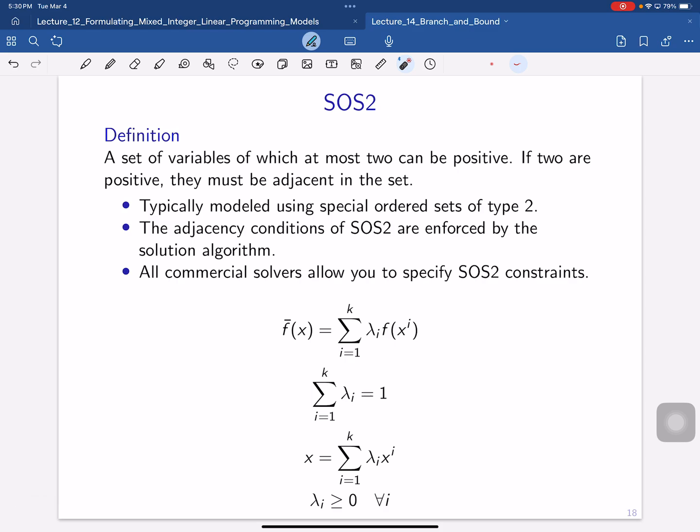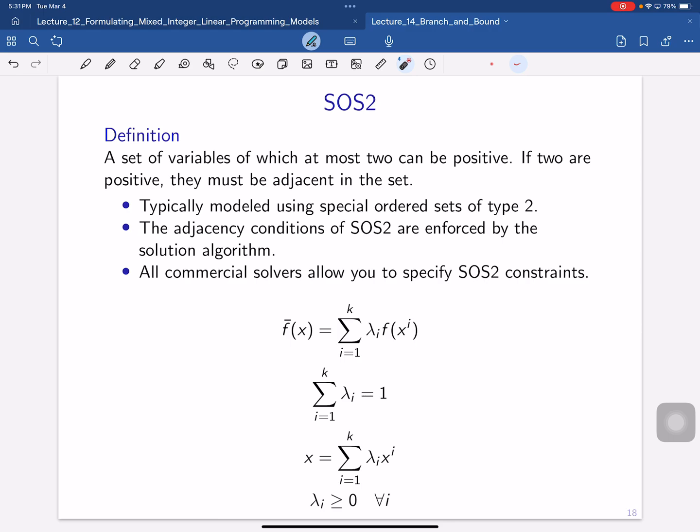And the adjacency conditions can be enforced by the solution algorithm. Almost all the commercial solvers allow you to specify SOS2 constraints, and of course they can leverage branching rules tailored for the SOS2 constraints. So one takeaway from this slide is, whenever you want to approximate a non-convex function using a piecewise linear function, try to remember the SOS2 constraint. You should formulate the problem in this way.